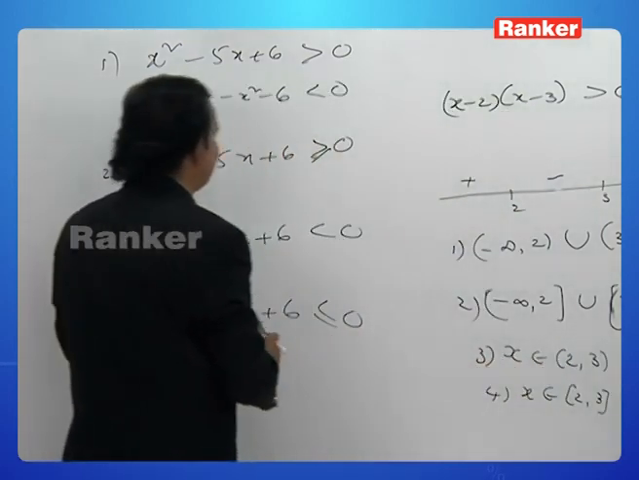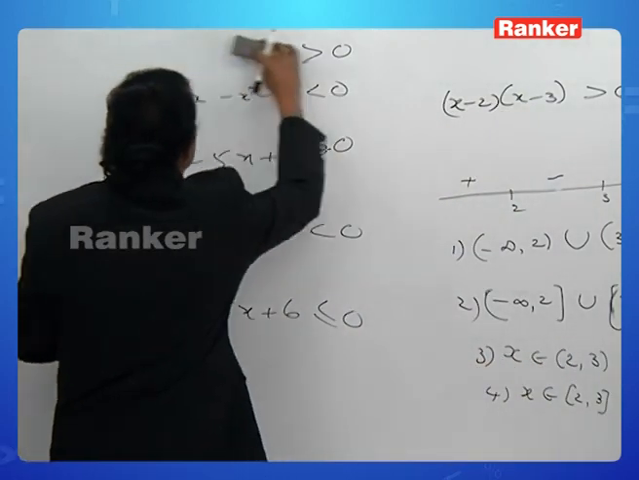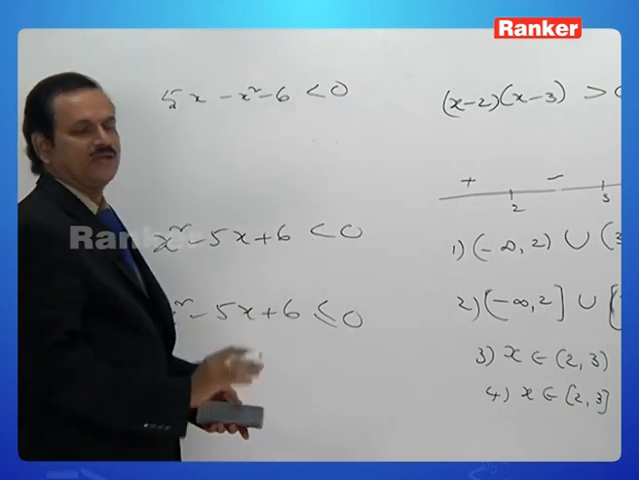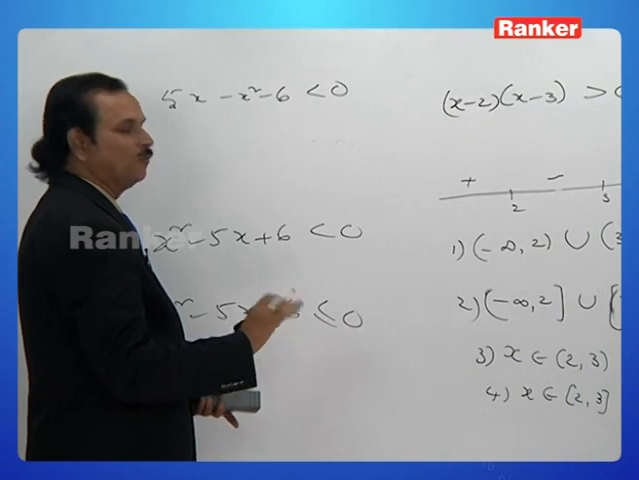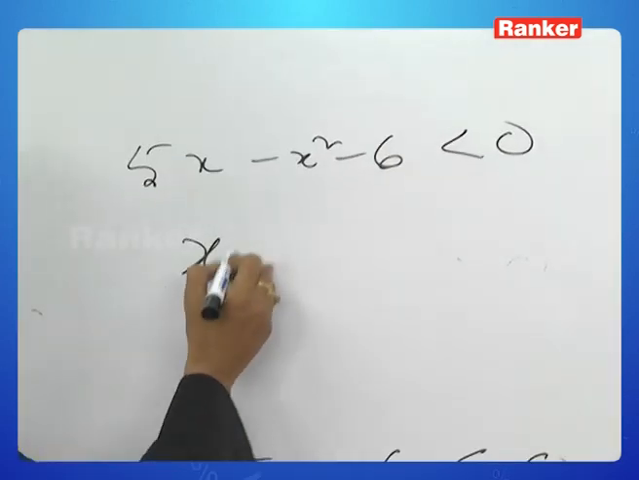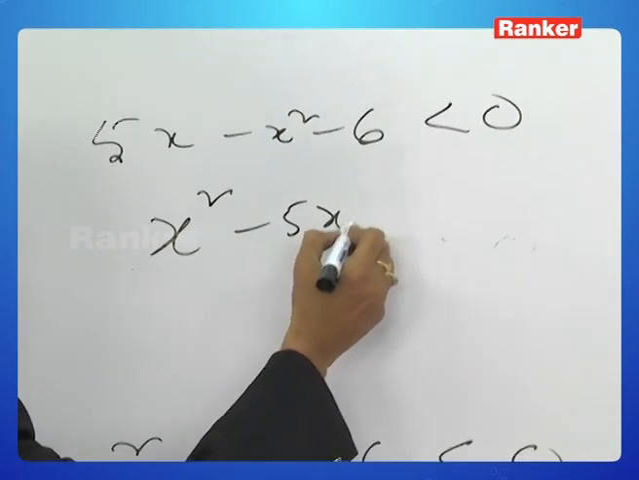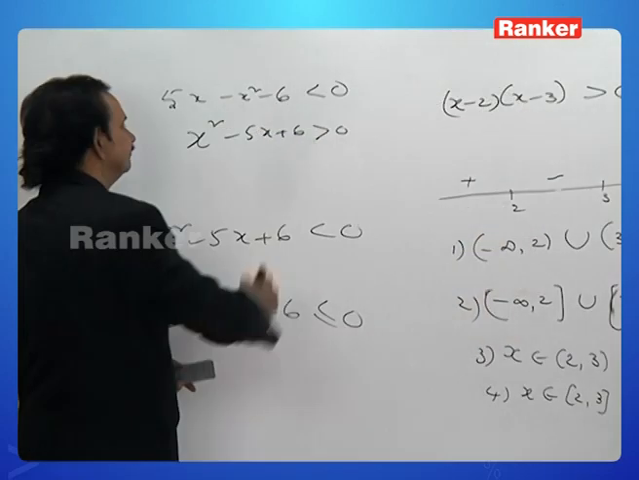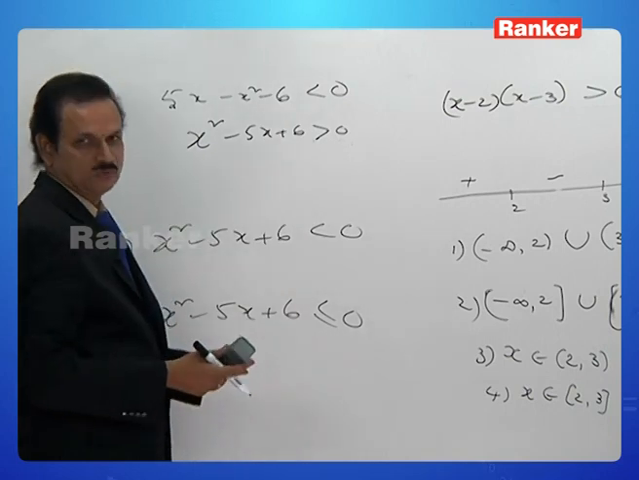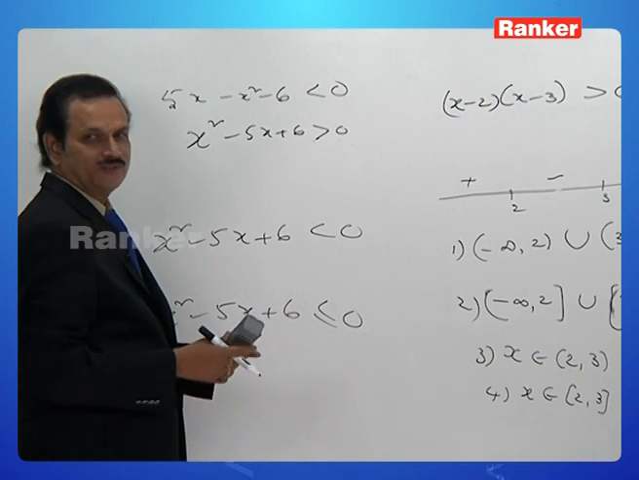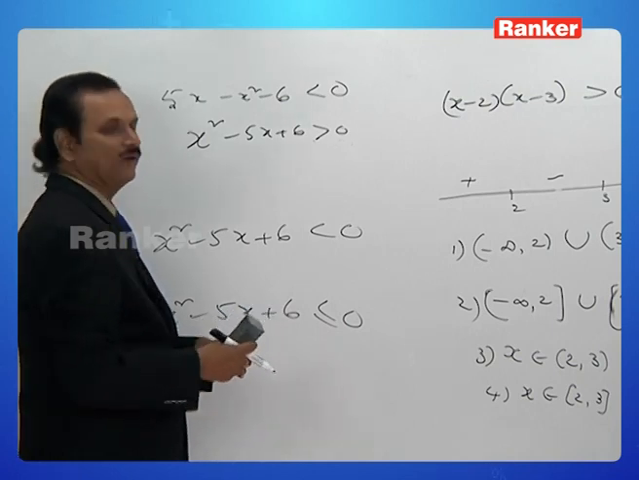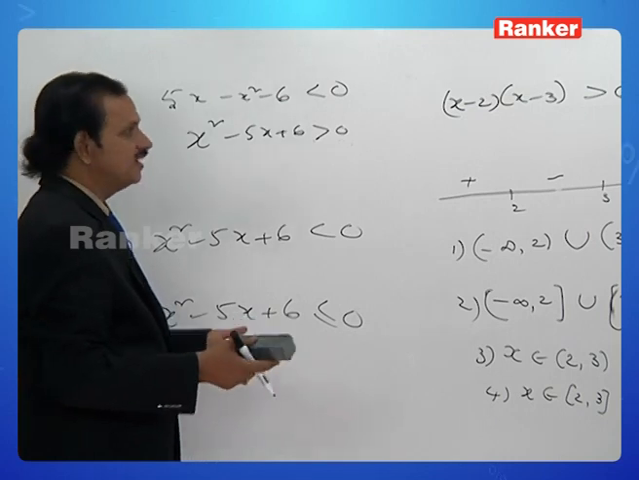It is always suggestible to keep the coefficient of x square positive only, to avoid confusion. This can be written again as x square minus 5x plus 6 greater than 0, of course by multiplying throughout with minus 1. This is the way in which we solve an inequality in which a quadratic polynomial which can be factorized is given.